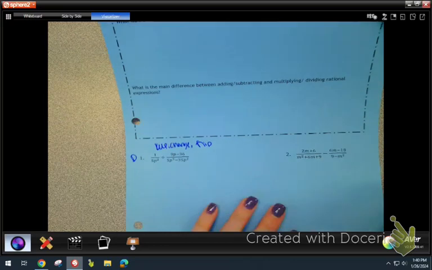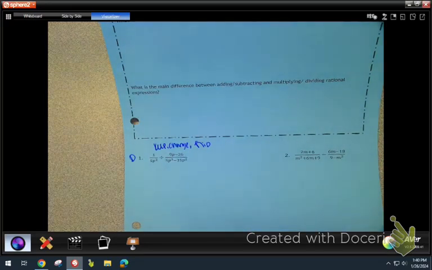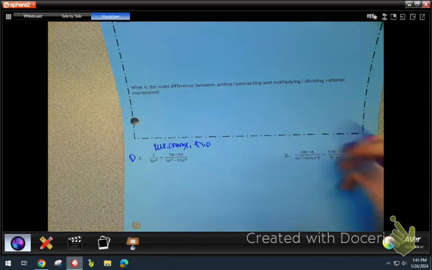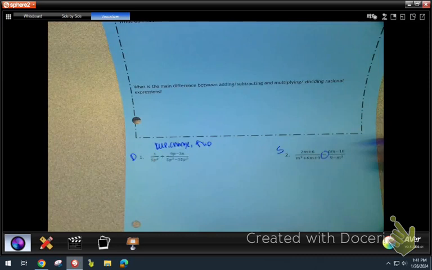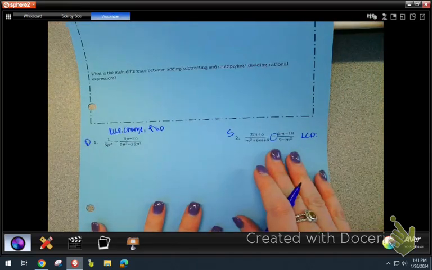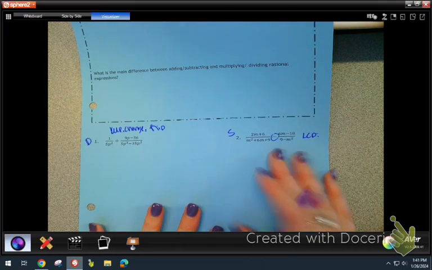Number 2, what kind of problem is it? Subtraction. Do you need an LCD here? Yes, because when adding and subtracting, we have to have an LCD. So I'll put an S for subtraction and an LCD right here. I do want to talk about this problem, because this didn't come up. I know I talked about it in the notes, but it didn't actually happen in the notes, and I want to show you how you can do this if available.